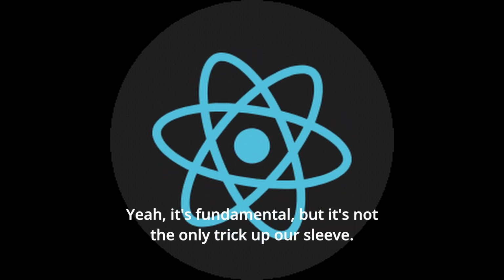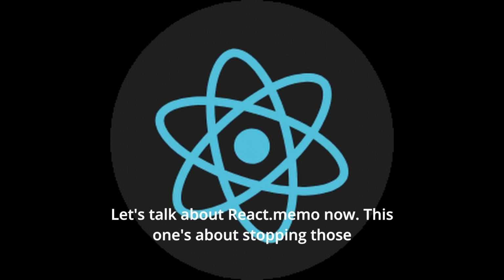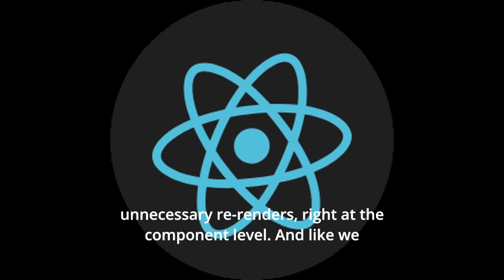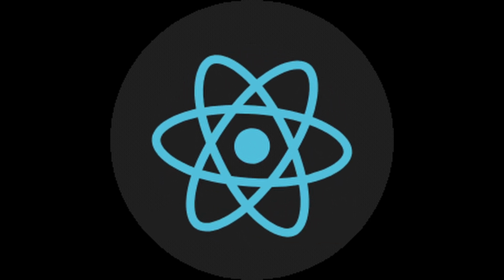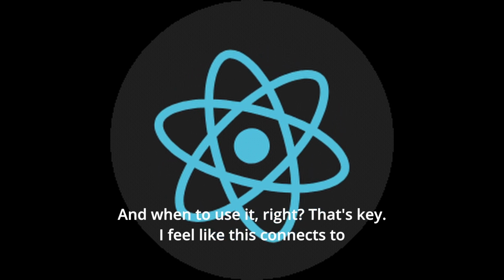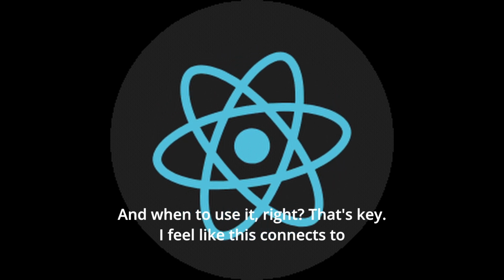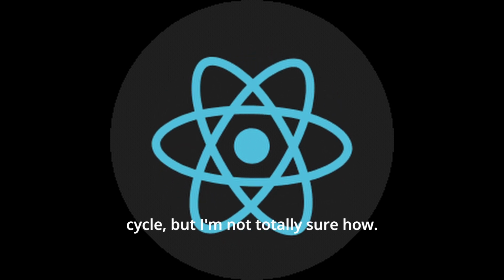Yeah, it's fundamental. But it's not the only trick up our sleeve. Let's talk about React.memo now. This one's about stopping those unnecessary re-renders right at the component level. And like we said, that can really drain performance. All right, bring on the React.memo. I'm ready to learn this one. And when to use it, right? That's key. I feel like this connects to what we were talking about before with the whole rendering lifecycle, but I'm not totally sure how.